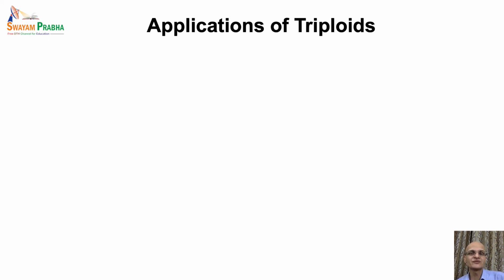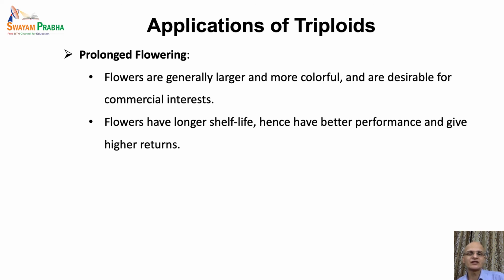Next is the prolonged flowering period. Though the triploids are sterile, their flowers are generally larger and more colorful as compared to the diploids, and are of huge interest commercially in the horticulture market. The larger size is possibly because the energy devoted to seed development is invested in flower development and its maintenance. These flowers have longer shelf life, and hence they are better performers.